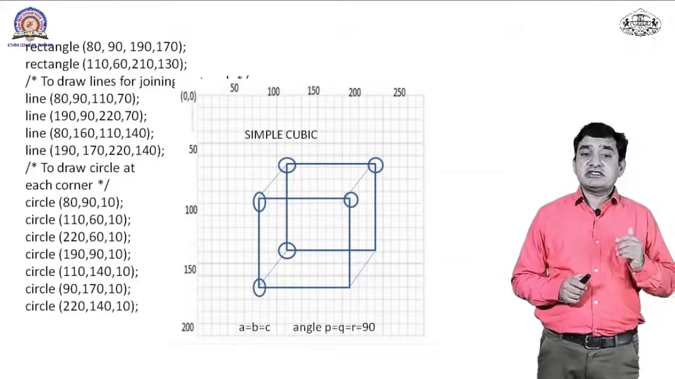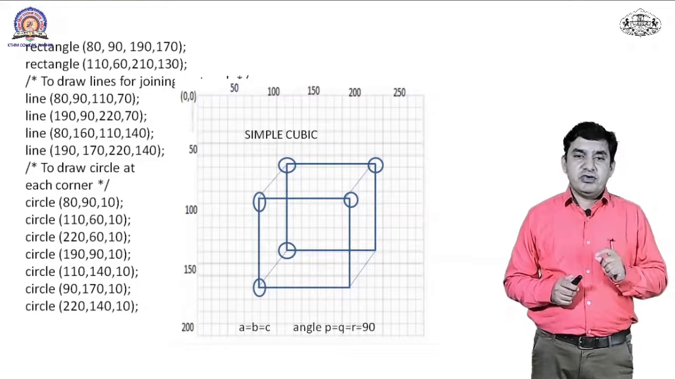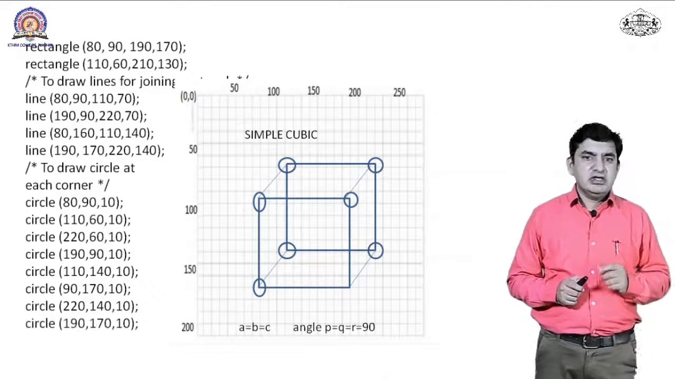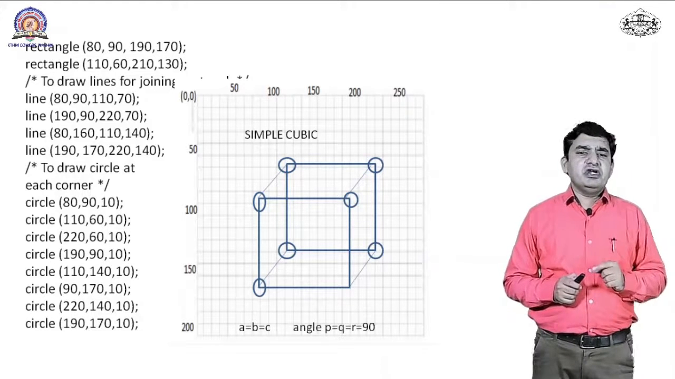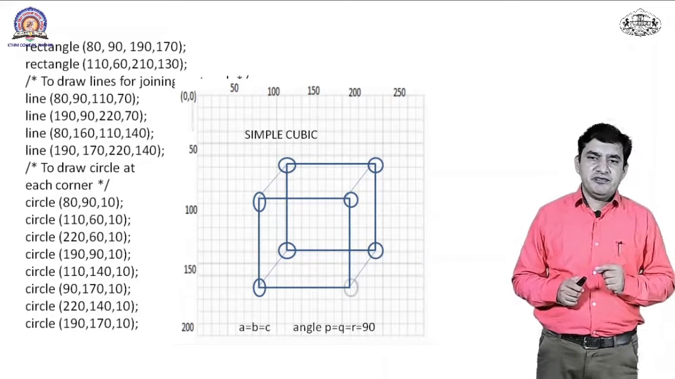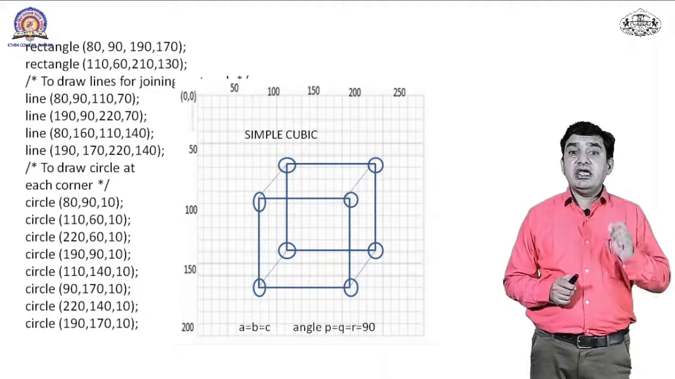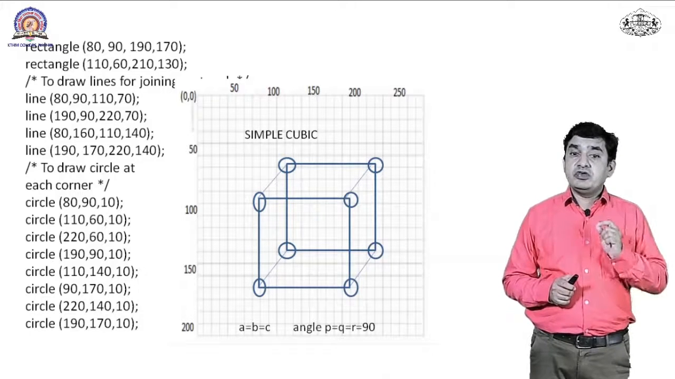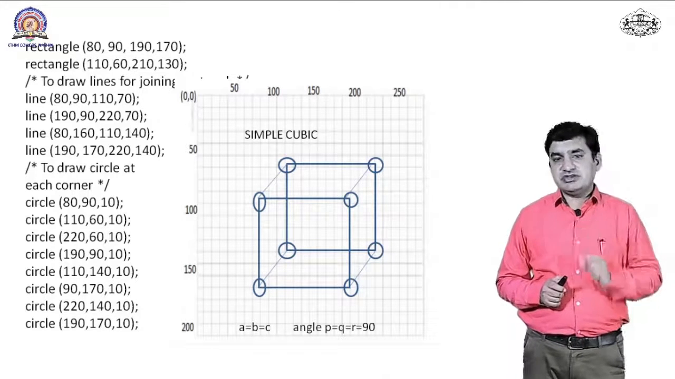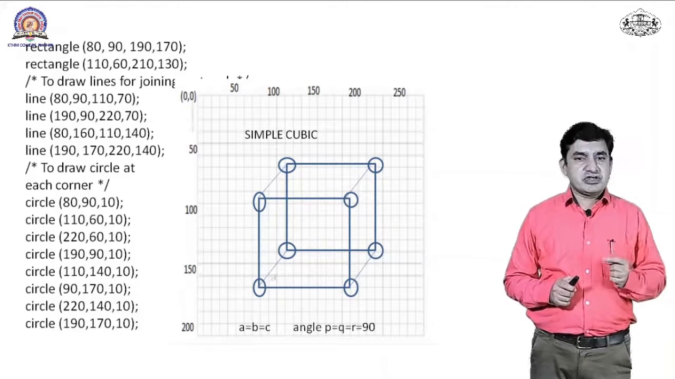Next circle has coordinate 220, 140 and radius again 10. The circle is like this. Next circle having coordinate 190, 170 and radius 10. So, these are the 8 circles at the 8 corners of the cube. It indicates 8 atoms at 8 corners, and we get a simple cubic structure.